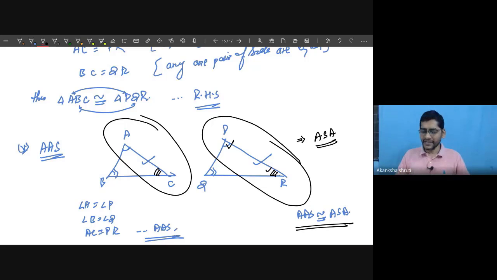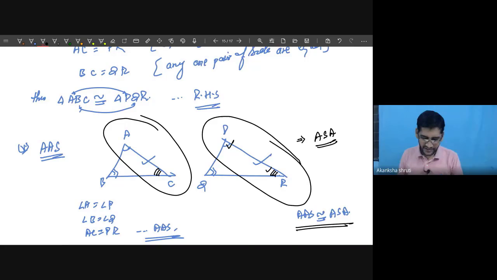So that's why in many books these two are not written differently. Whether you write AAS or ASA, they mean the same thing. The only difference you have to keep in mind is: if it is the included side, use the term ASA. If it is not the included side, then use AAS. Okay, it is like that.